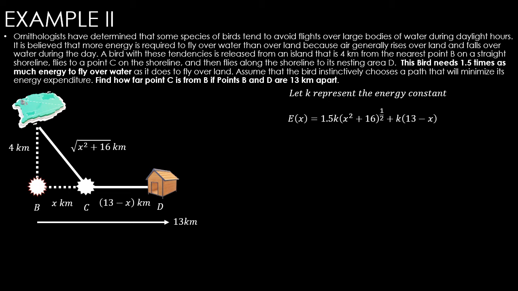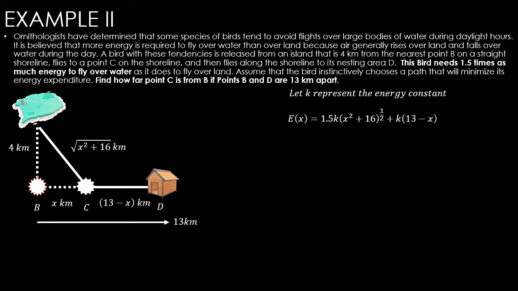So how is that expressed? Well, we know that 1.5 k represents the energy over water that the bird needs. So 1.5 k times the distance it travels over water would give us that energy level, and then we add that to the energy it needs to fly over land, which would be from point C to point D. So this is our energy function that we have here.